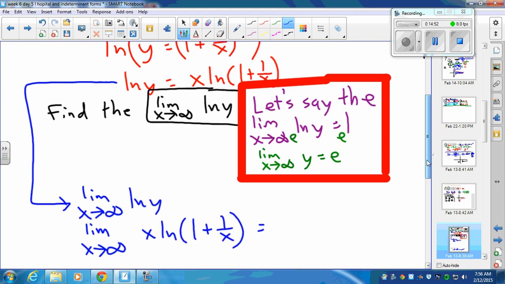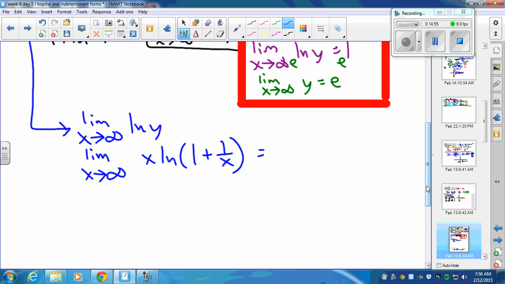Right away, anytime you start with something, plug in first. And here I'm getting infinity times ln of 1, which is 0, and that is indeterminate, okay? Which is another weird guy, right? Because what have we always said? Anything times 0 equals 0. But we should phrase it, is it any number? Any number times 0 equals 0.